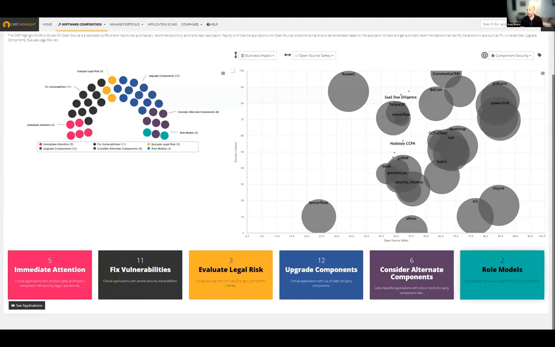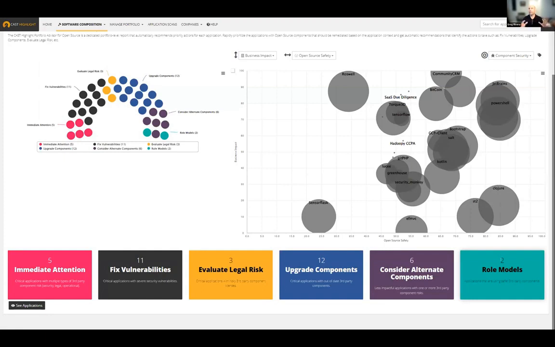And then finally, we have a group here, a couple of applications we call role models. These are applications that actually have very low risk. They're using very safe open source components. So the reason we flag this is that this could be an opportunity to learn some best practices. What components are these applications using? What practices are the development teams working on these applications using? Because they have very safe third-party frameworks and components and libraries in their applications. So we're going to bubble up those role models because maybe there's something to learn there, right?